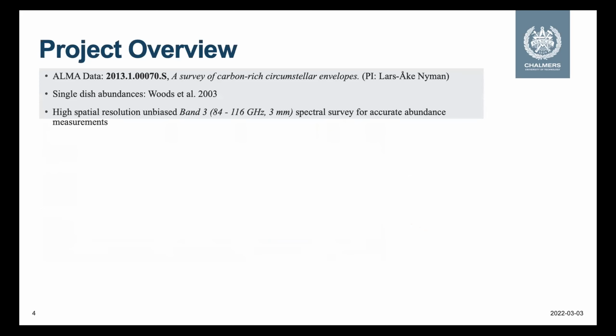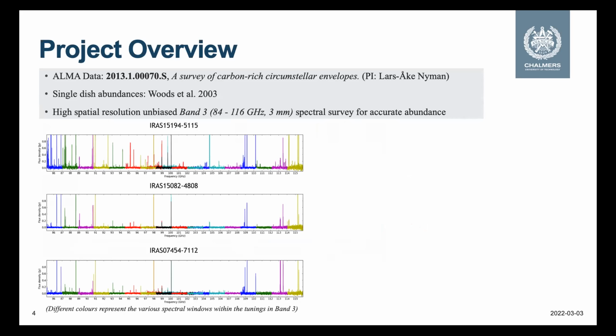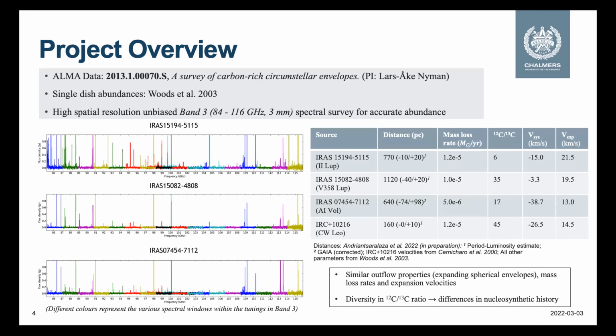With that being said, let's go for an overview of the project. What we have is an ALMA band 3 spectral line survey of 3 carbon-rich AGB stars. You can see a sample of the survey here. We already have single-dish surveys performed much earlier, in 2003 by Woods et al. Why we decided to do an ALMA survey on top of the single-dish survey is that to calculate exact abundances, we need to know where the emission is coming from spatially. With the high resolution and sensitivity of ALMA, this is finally possible. Here is a table showing the 3 sources.